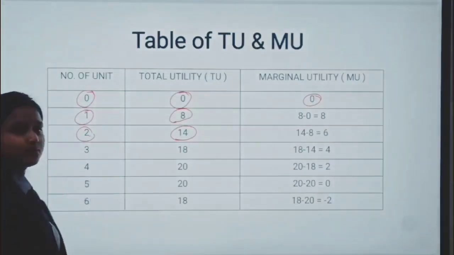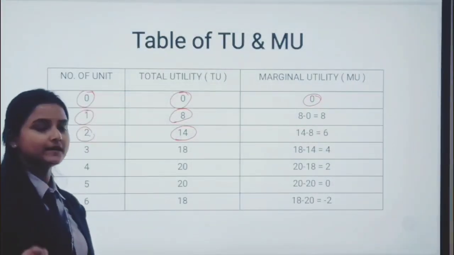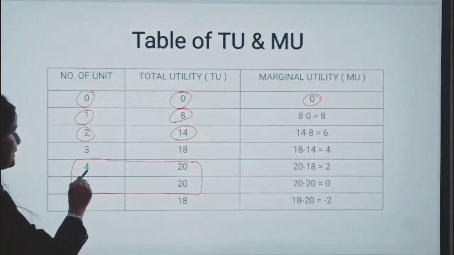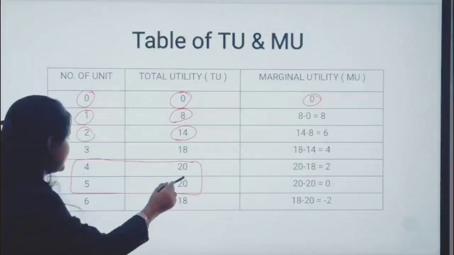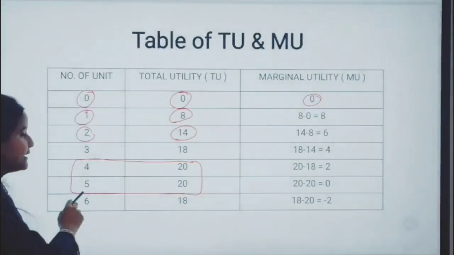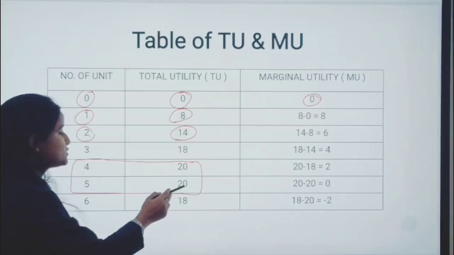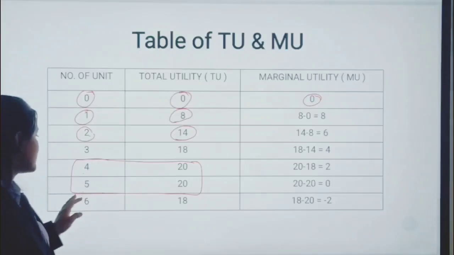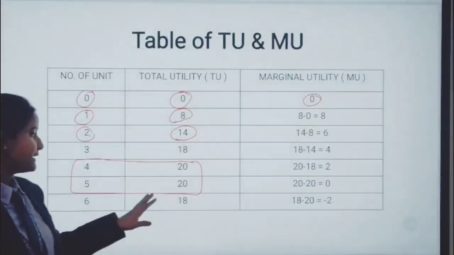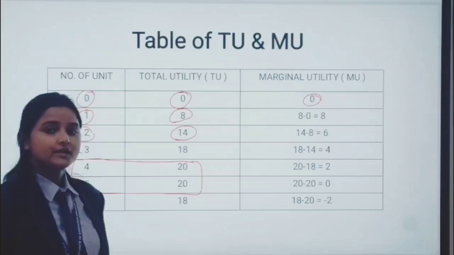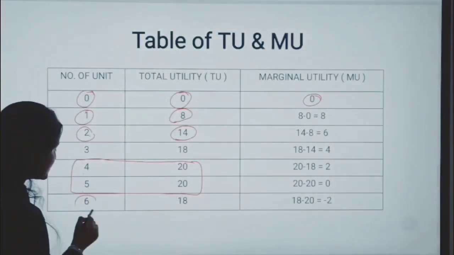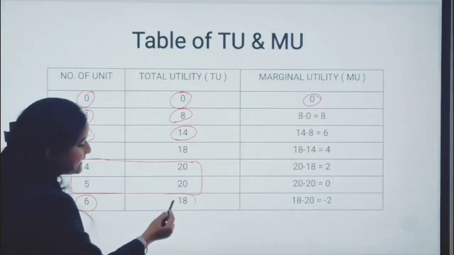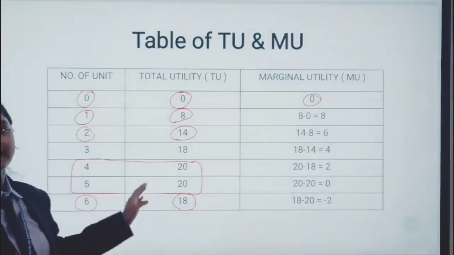Now there comes a point where at a certain level it will stop increasing. Here you can see when you are consuming the 4th unit of a commodity, your total units of satisfaction is 20, and when you are consuming the 5th unit, your total units of satisfaction is 20. So it means that TU is here not increasing. It means you are fully satisfied when you are consuming the 5th unit of a commodity. Now when you are consuming the 6th unit of a commodity, your total units of satisfaction start declining, that is 18. So this is how we will calculate TU.